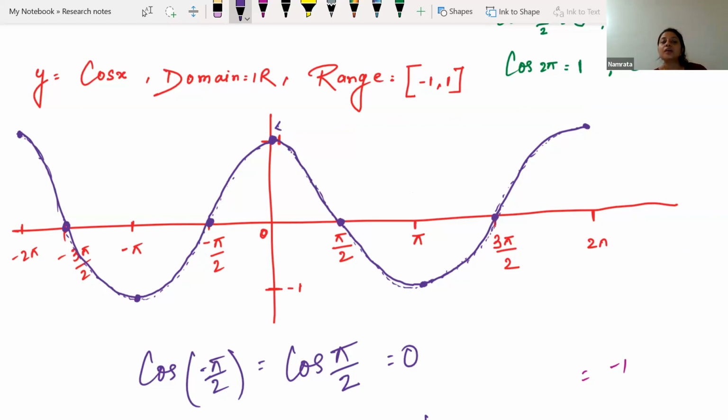Now we will be plotting the graph of the other trigonometric functions similarly, that is tan x, cot x, sec x, cosec x. Let's plot it one by one.